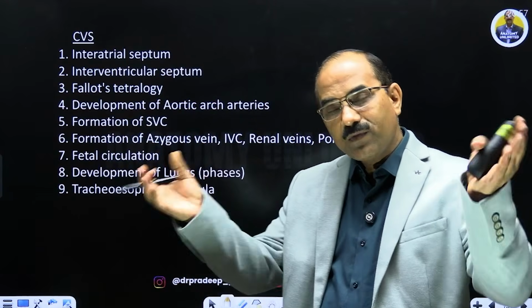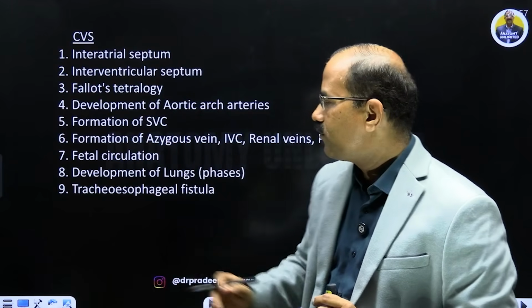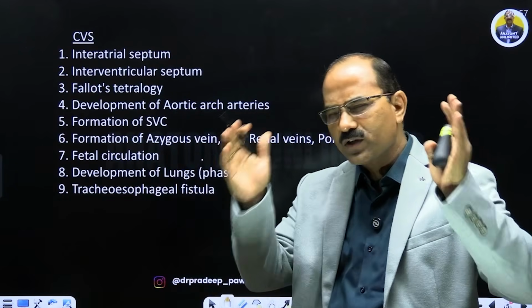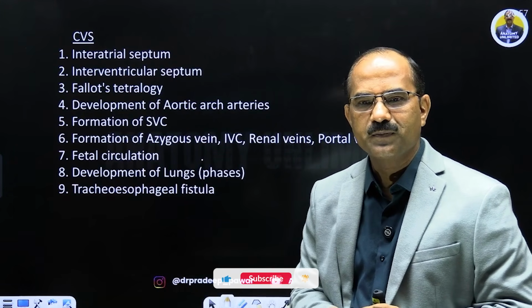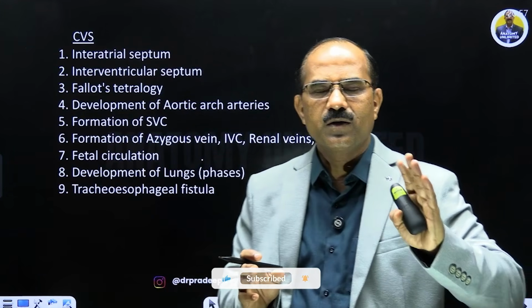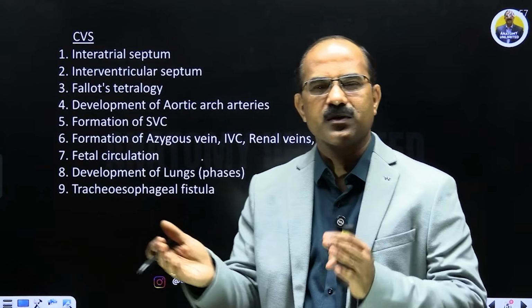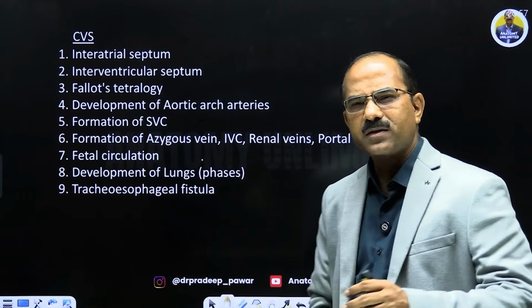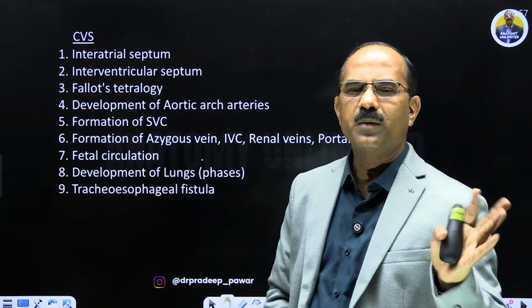The 3 veins coming to the sinus venosus: the umbilical, vitelline, and common cardinal vein. Fetal circulation, very important. That model is always there for the theory and table viva. Table viva, fetal circulation. The fate of various components in fetal life, what happens to them in adult life after birth. Development of lungs, the canalicular phase, all those 4 phases that you need to know about the lungs.